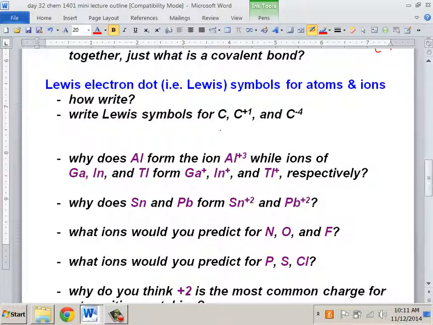So let's write some Lewis symbols. Go ahead and write these. Write a Lewis symbol for carbon, carbon with a +1 charge, and carbon with a -4 charge. It's called carbide. How would you write Lewis symbols for each of those?